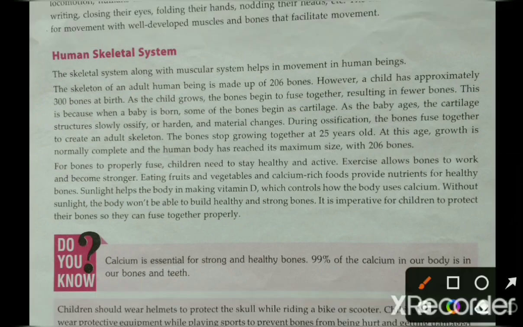So how many bones do we have? We have 206 bones, and these bones are held together inside our body by various kinds of attachments. We will be seeing that in later portions. First, you should know how many bones there are. An adult will have 206 bones. But what about a newborn child? A newborn child will have 300 bones. So what happens to these 300 bones? How do they become 206 bones?